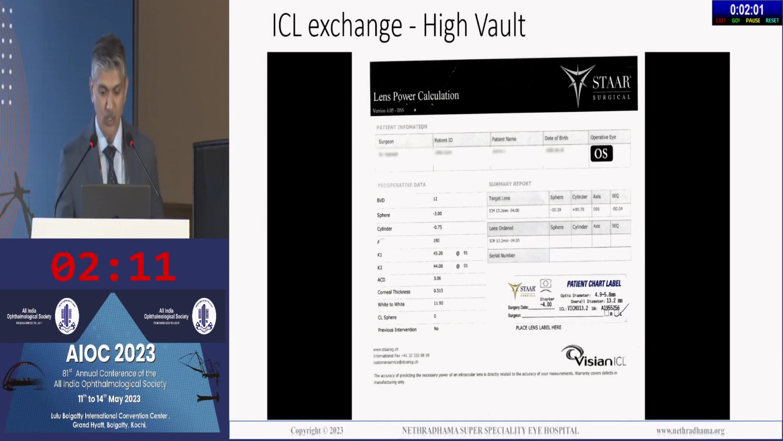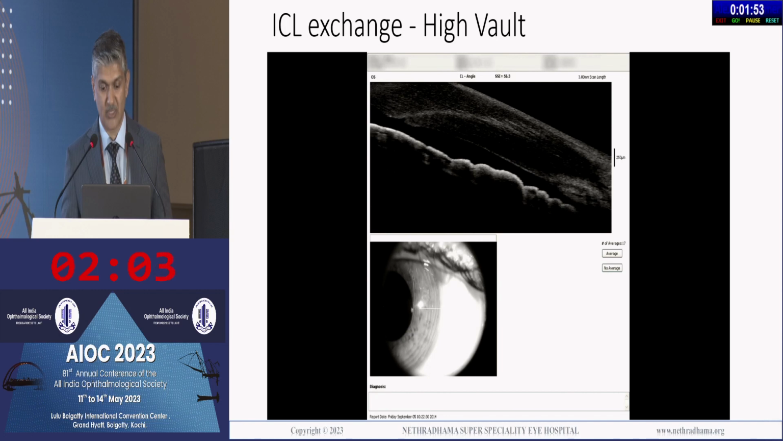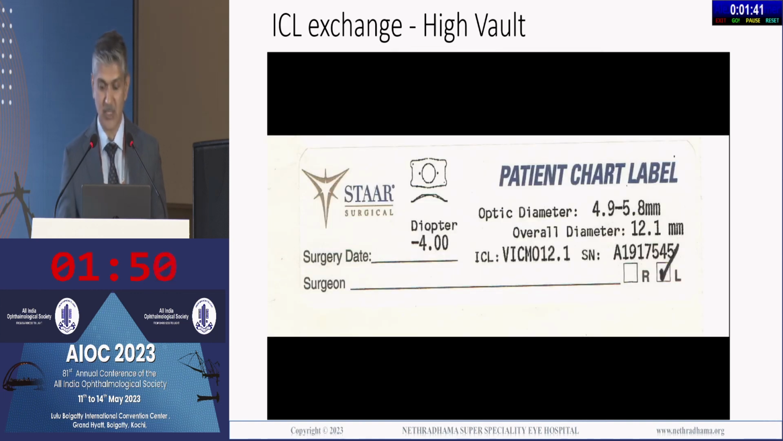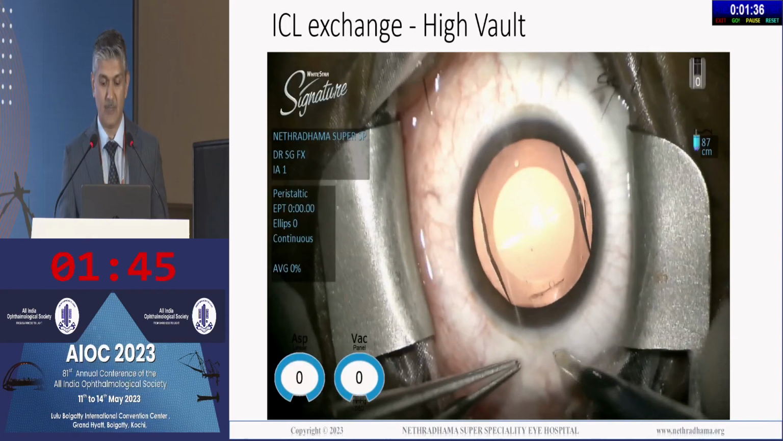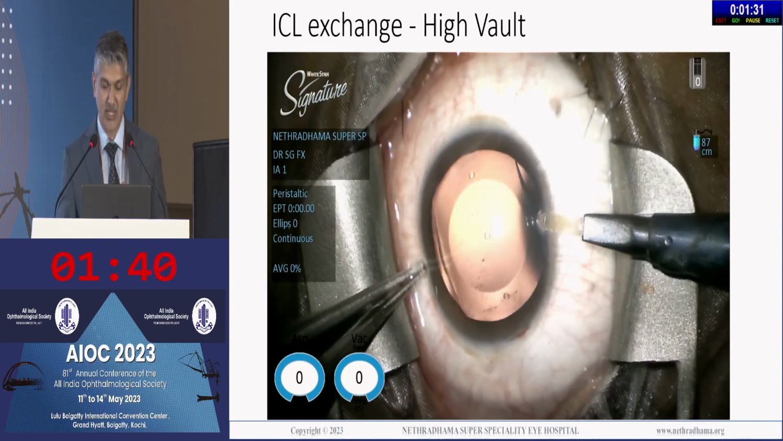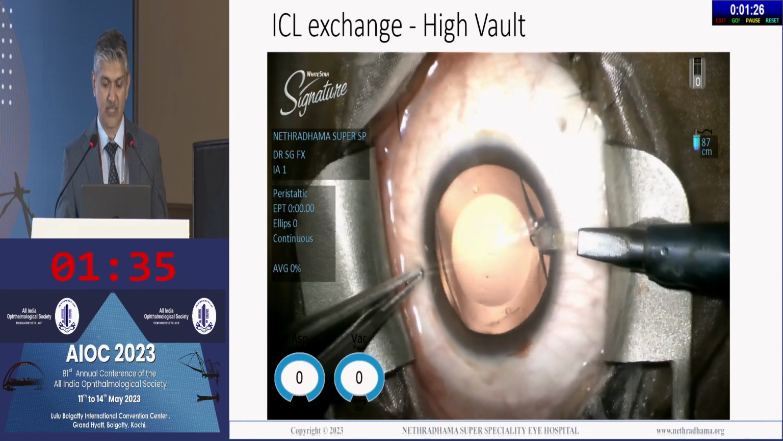This was a high vault where we had to exchange. You can see that here the vault was 1.57, and you can see the angle is very narrow, occludable angle. So you should not leave these lenses like this, otherwise over a period of time it will go in for an angle closure. We also did the UBM and saw the sulcus to sulcus, and then we selected a 12.1 mm from a 13.2. So we went down 2 sizes because the vault was very high, and this is the technique of explantation and then reimplantation of the lens.